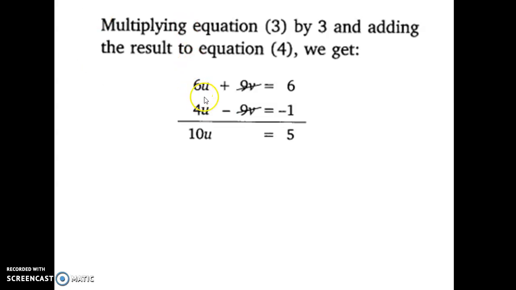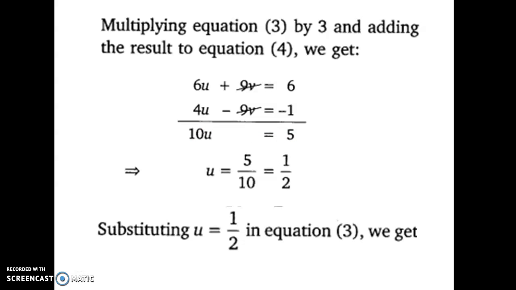So you will get 6u plus 4u equal to 10u. Then 6 minus 1, already minus is there with 1, so as such you have to do 6 minus 1 equal to 5. So u is equal to 5 by 10, that is equal to 1 by 2. Okay, then again substitute the u value in equation 3.